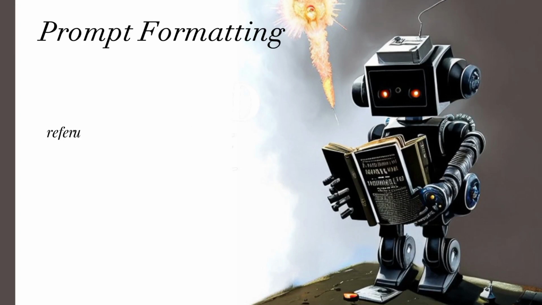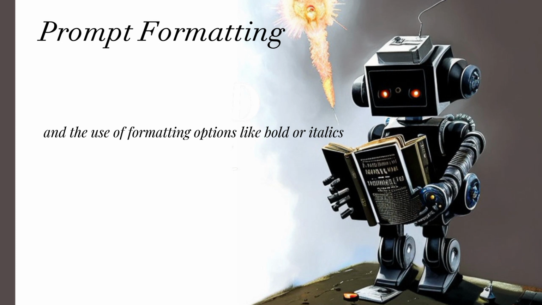Prompt formatting refers to the way in which the prompt is structured and presented to a language model. This includes elements such as the ordering of instructions, the use of specific keywords or phrases, and the use of formatting options like bold or italics.